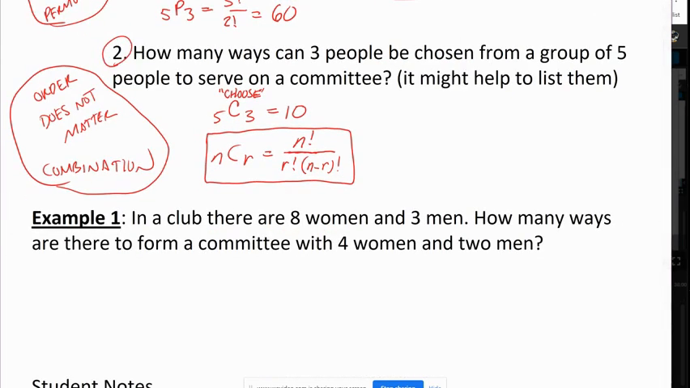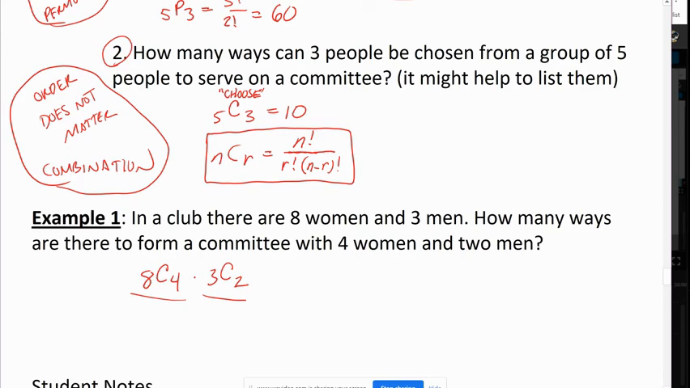So let's look at this example. In a club, there are 8 women and 3 men. How many ways are there to form a committee with 4 men and 2 women? We have 8 women. We're going to choose 4 of them to be on the committee. And so that's how we're going to fill the first 4 positions. And then to fill the last 2 positions, we have 3 men. We're going to choose 2 of them to be on the committee.